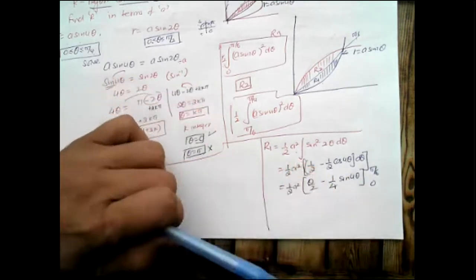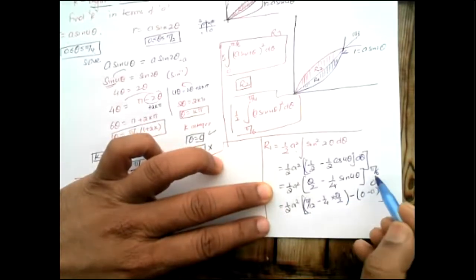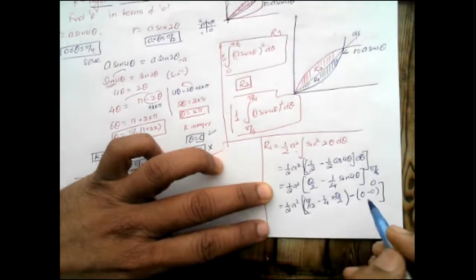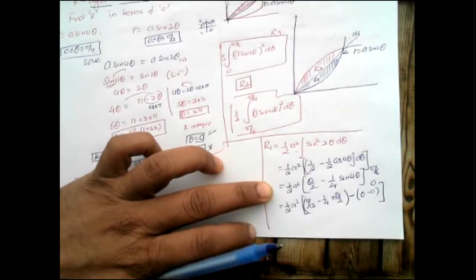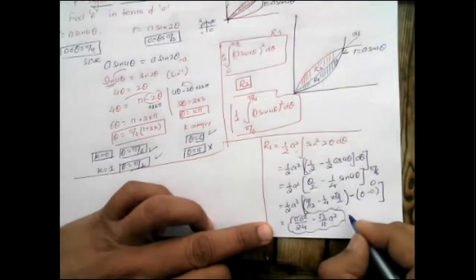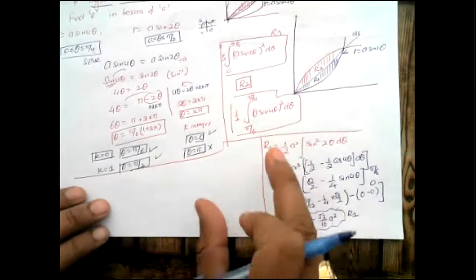Let's put the values in and see what we get. This is the next line, where I've substituted pi by 6 over there. I get that, and I'm going to simplify this to see what the answer for R1 is. And that should be the answer for R1. We move on to R2. So this is the value of R1, and I'm going to work out the value of R2 now, and we're going to add them together.